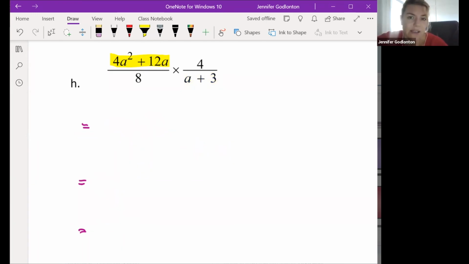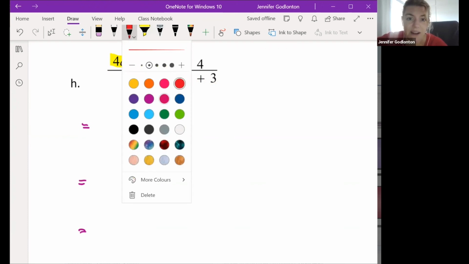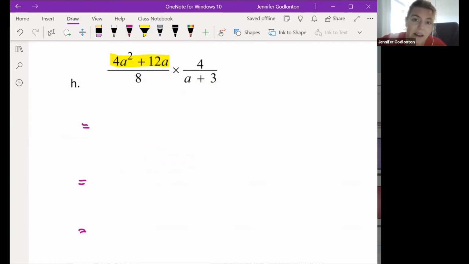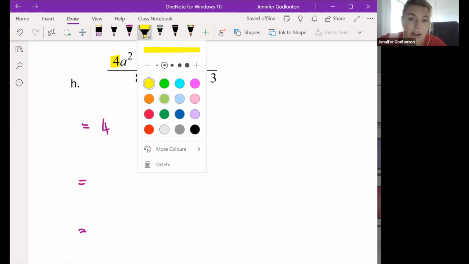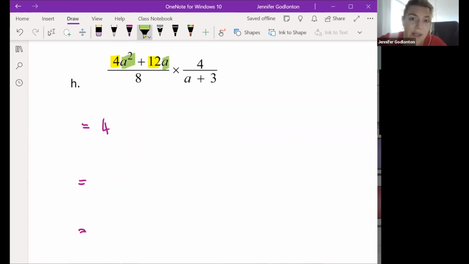So when we're looking at this, the first thing we want to do is, because we have 2 terms, we want to factorize. So by factorizing, we're going to look at our numbers first. We've got 4 and 12. So the highest number I can take out from 4 to 12 is 4. And then we're going to look at our variables. We've got a squared and a. We always take the one with the smallest exponent. I'm going to take out a. I'd be left with a plus 3.